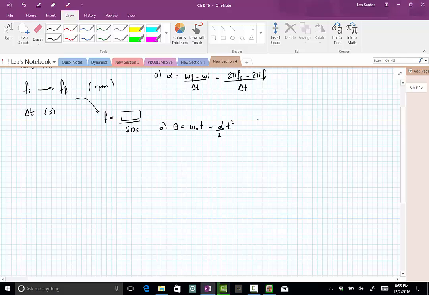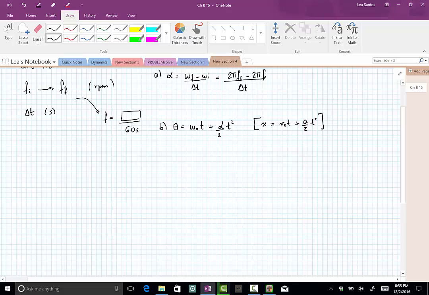Remember that this equation is the angular version of that old equation that we've been using when dealing with translational motions in chapter 2, which was x equals x naught, and I'm assuming here that x naught is 0, plus v naught t plus a over 2 t squared.